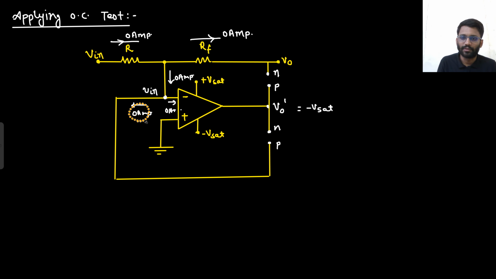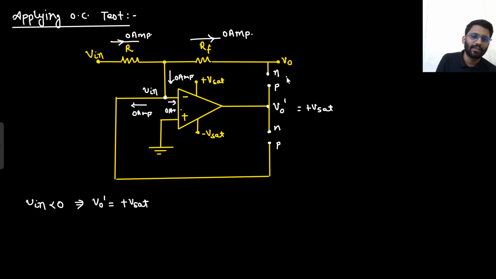Let's just remove all those. Okay, all those things can be there as well. There is no issue. For V in less than 0, what will be my output? V negative node is lesser, so my output, V node dash that I am calling, will be plus V sat. So this my output will be plus V sat. Now this was my D1, this was my D2. So my D1 turns on. D1 turns on and D2 is off.